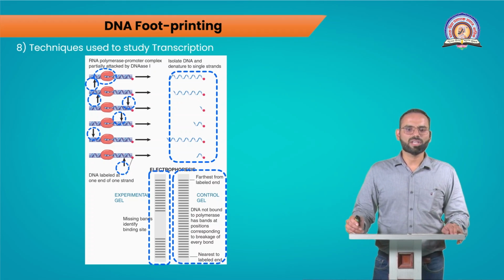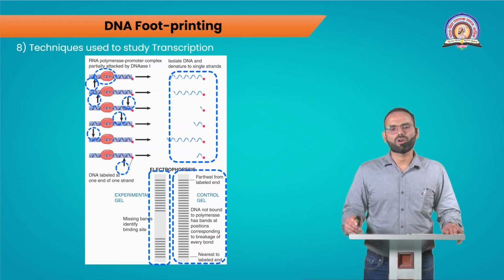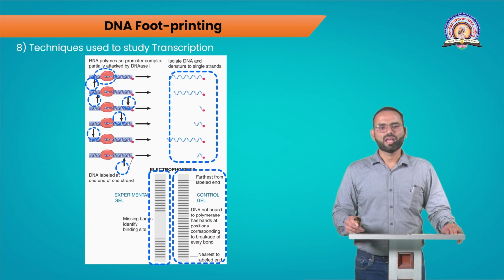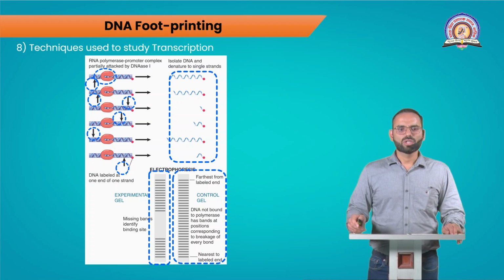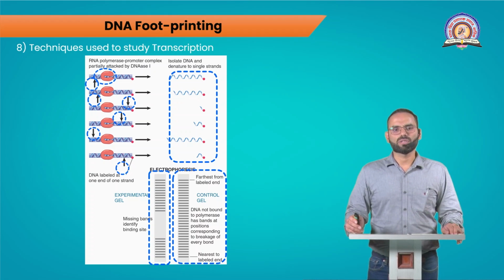But in the case of the test, where the protein is bound, there is resistance for the cleavage, or there is resistance for the formation of these bands, as you can see here as a footprint. So this is nothing but the site on the DNA where RNA polymerase is bound.